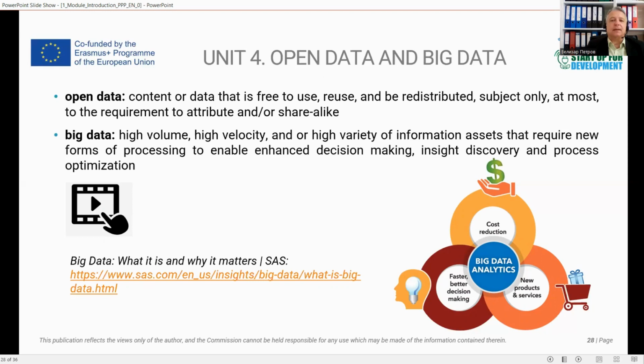Unit 4, Open Data and Big Data. Open data is content and data that is free to use, reuse, and be redistributed, subject only, at most, to the requirement to attribute and/or share alike. Big data is high volume, high velocity, and/or high variety of information assets that require new forms of processing to enable enhanced decision-making, insight, discovery, and process optimization.